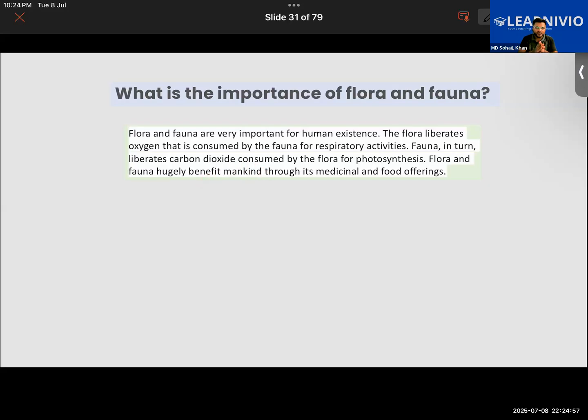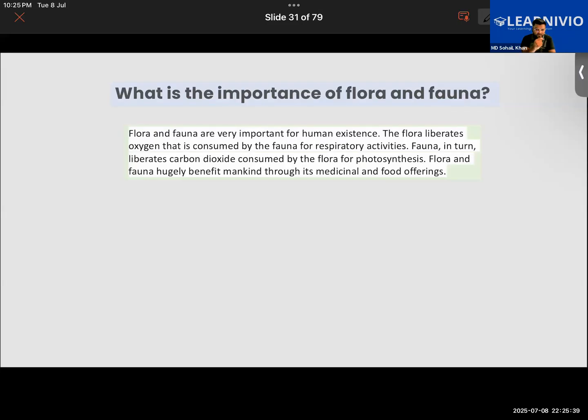Fauna helps us, for example, scavengers in forests help in cleaning the forest by eating the dead remains of animals. And flora is very important as it takes the carbon dioxide and uses it for making food. It also helps in giving us food. For fauna, for example, elephant tusks are used to make medicine, and herbal plants are also used in making medicines. So that's how it helps.